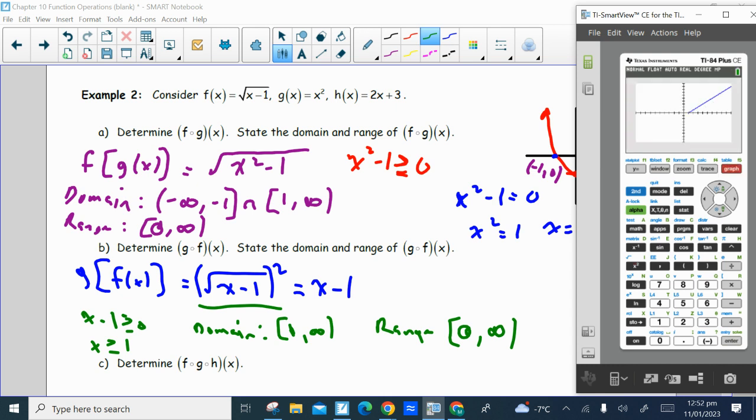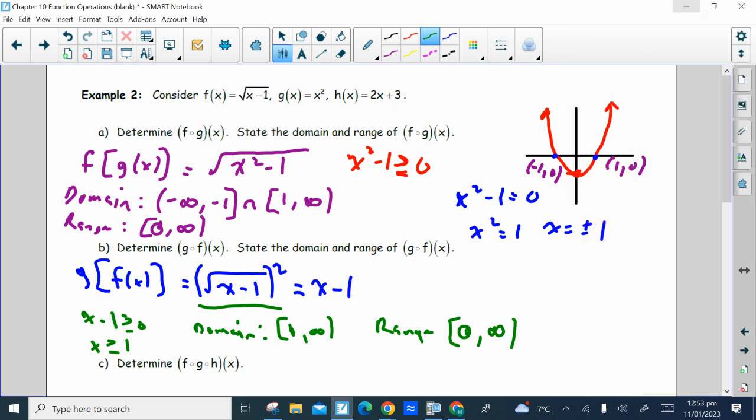So you can see the graph does not cross the x-axis, even though if you simplify it, you end up with just x minus 1. You have to go back to the original expression to determine your restrictions. So if we go into our trace mode and we let x equal 1, it confirms that the graph starts at the point 1 comma 0 and then goes upwards to the right. Okay?